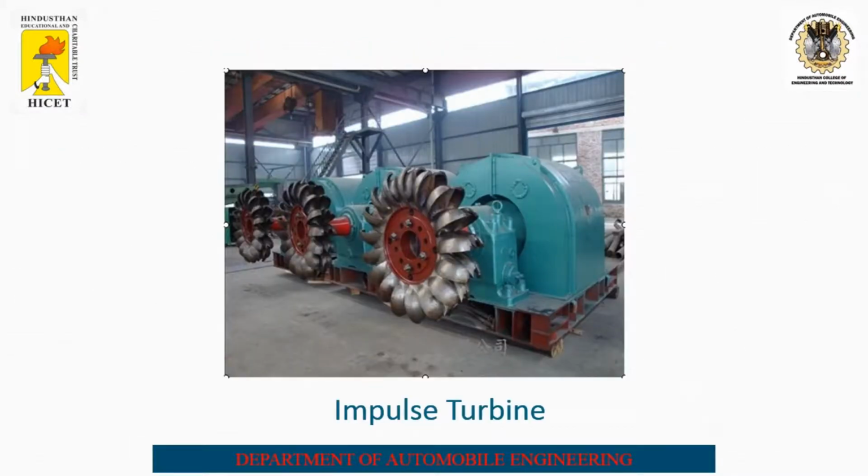So this is the picture of the impulse turbine, which is the Pelton wheel turbine. You can see the screws and vanes, which are given for the purpose of taking up the impulse of the water jet.